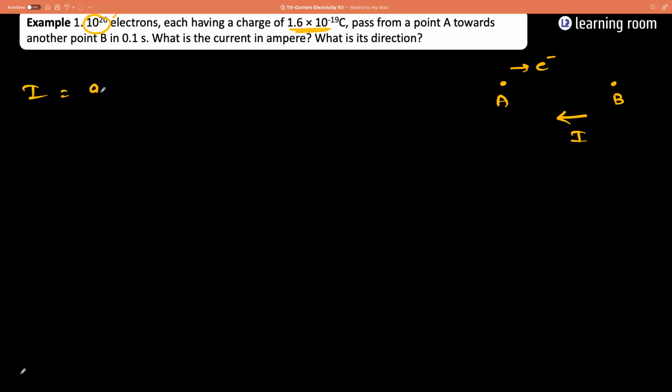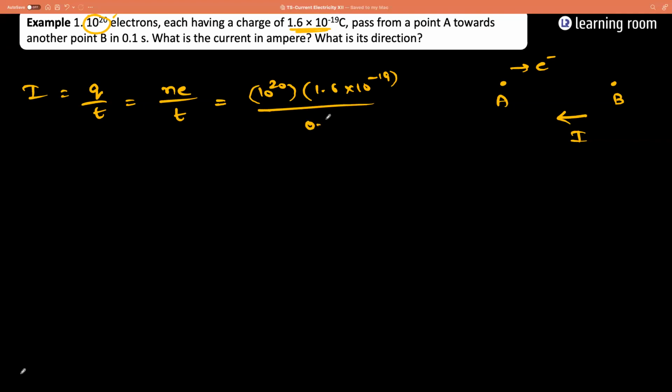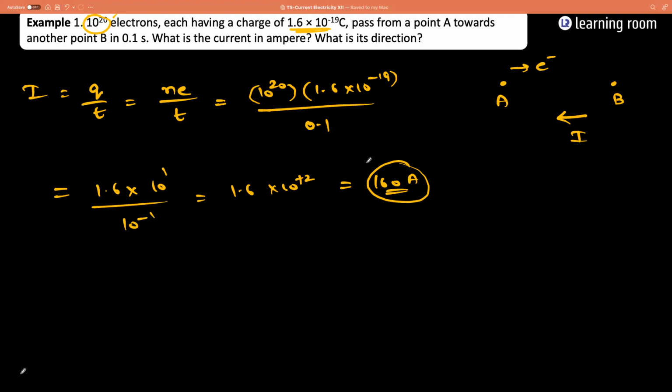I is equal to Q divided by T. So what is the value of Q? It is N into E divided by T. So N is 10 power 20 into E is 1.6 into 10 power minus 19 divided by T, which is going to be 0.1. So it is going to be 1.6 into 10 power 1 divided by 10 power minus 1. So 1.6 into 10 power 2, answer will be 160 ampere. Clear? It's simple, no? So the current flowing is going to be 160 ampere if 10 power 20 electrons are going to cross a point in 0.1 seconds.